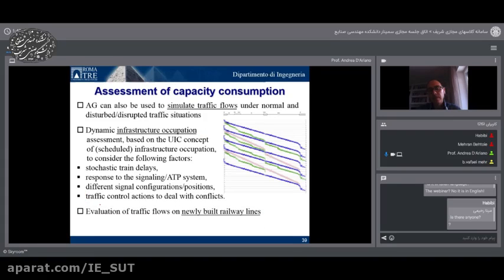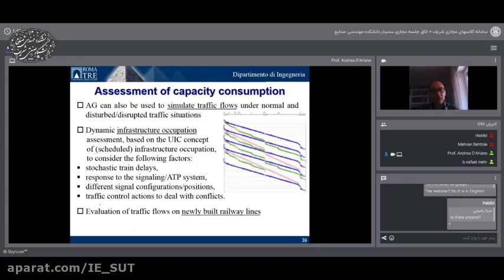Other types of assessment of capacity consumption can also be done when you build new railway lines. For example, I remember one of my first discussions with the Dutch infrastructure manager was to find the best way to move traffic flows, freight traffic flows, in a new freight line that is called Betuwe route line.